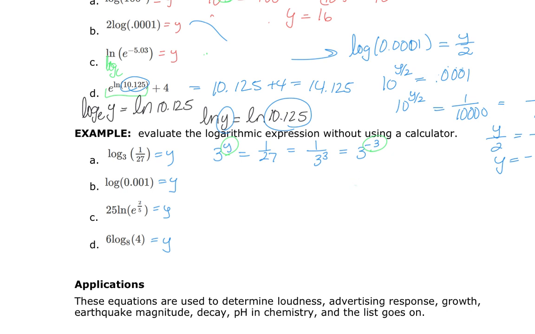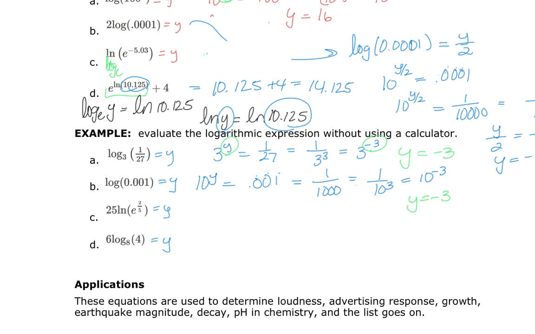That means that y has to equal negative 3. This one is 10 to the y is equal to 0.001. 0.001, tens, hundreds, thousand, this is 1 over 1,000, which is 1 over 10 cubed, which is 10 raised to the negative 3. So y is also equal to negative 3 on that one.